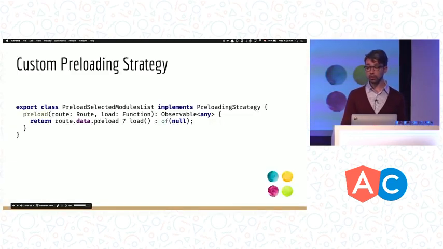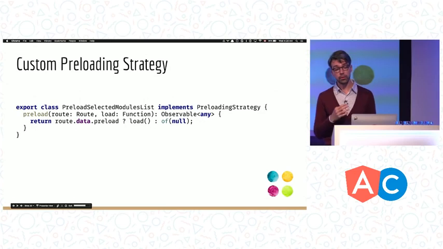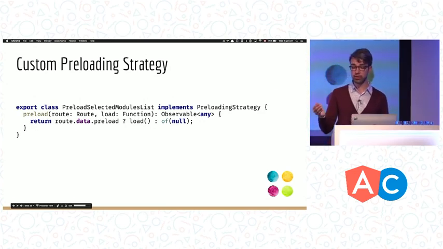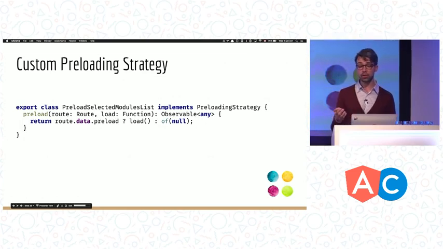So what we need to do is build a custom strategy. This strategy has to implement the PreloadingStrategy interface. The only method required here is preload, which takes two parameters, a route and the function that actually does the preloading and returns an observable. In this strategy, we're going to check that the preload property is set to true, and if it's the case, we're going to call the function. Otherwise, we're going to return a wrapped null, an observable that contains null.